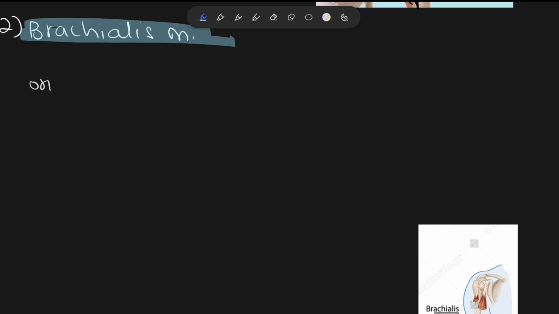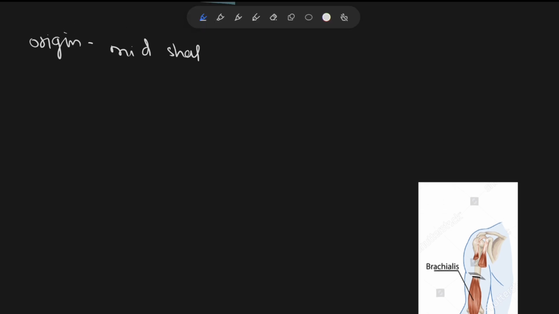Origin. What is the origin? Yes, this is mid shaft of humerus. And insertion is the ulnar tuberosity.